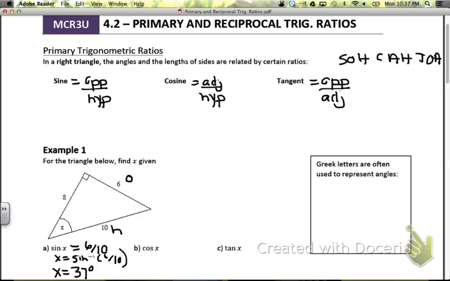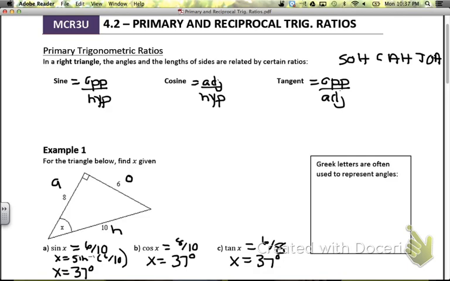So next, cos x is equal to our adjacent over hypotenuse, so 8 over 10. Again, do the inverse of cos, and what we get for x, believe it or not, is 37 degrees. And tan x is going to be our opposite, so 6 over our adjacent, which is 8. Again, do the inverse of tan here, and what we're going to get is, again, 37 degrees. So therefore, we can see that x is equal to one another in each of the ratios.